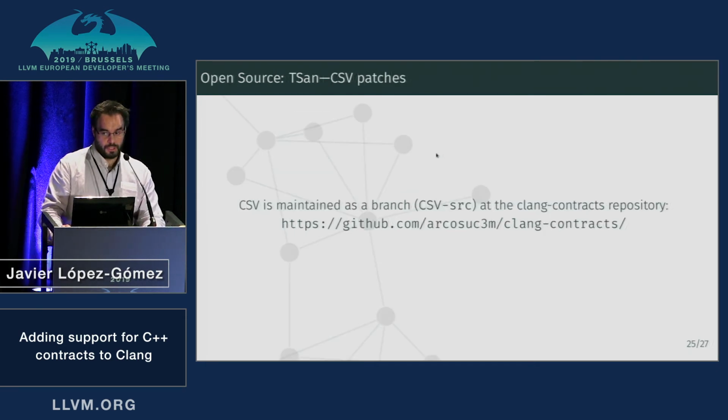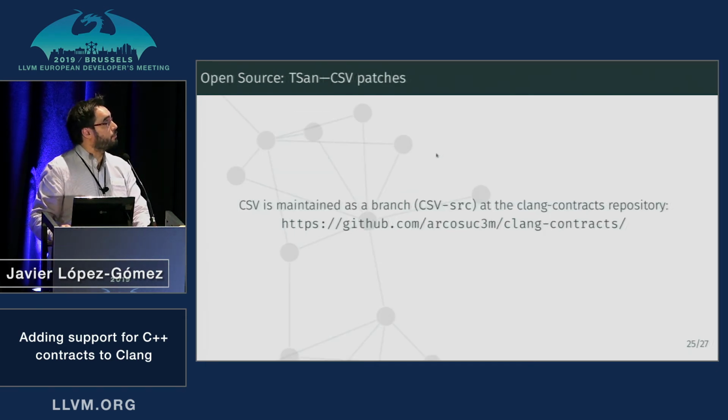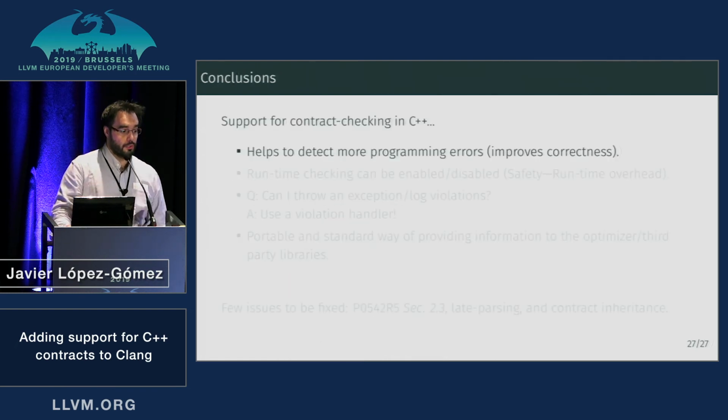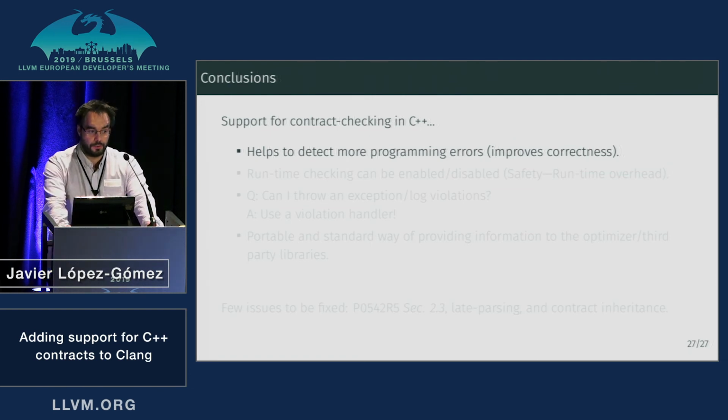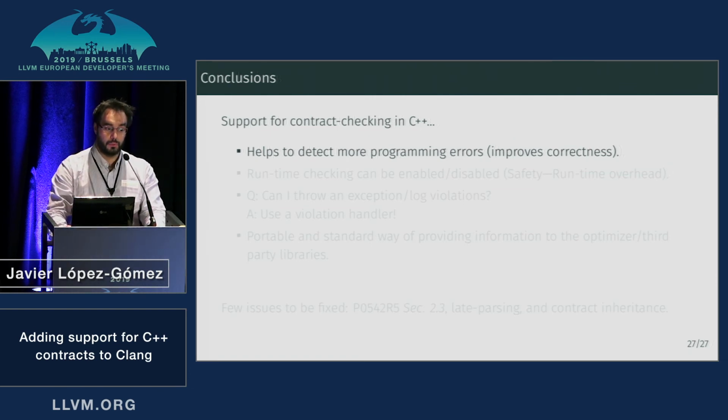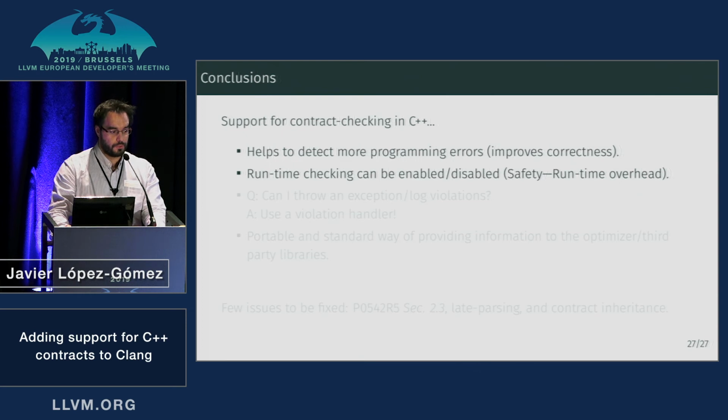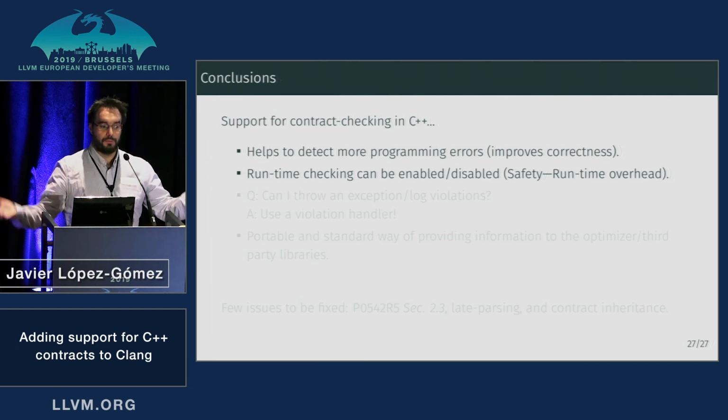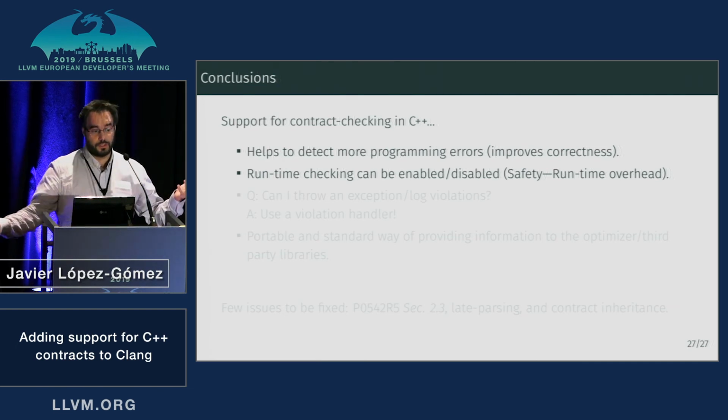And this is also open source. It is currently maintained as a branch on the same repository. You can also take a look at it and just try it out and let me know if it works for you. And as a conclusion, contracts help to detect more programming errors, and this boils down to improved correctness of software. Runtime checking can be disabled or enabled, which is the trade-off between software safety and runtime overhead.